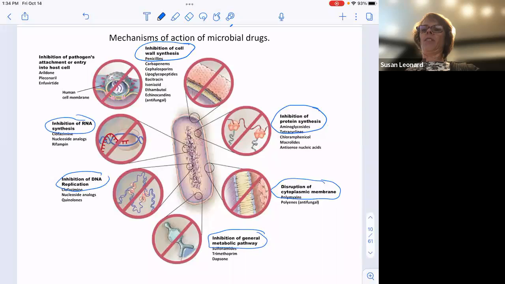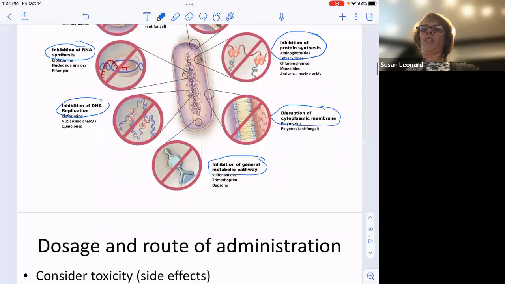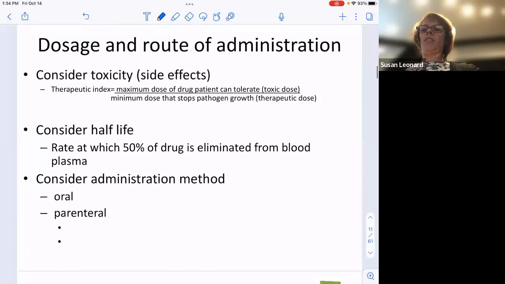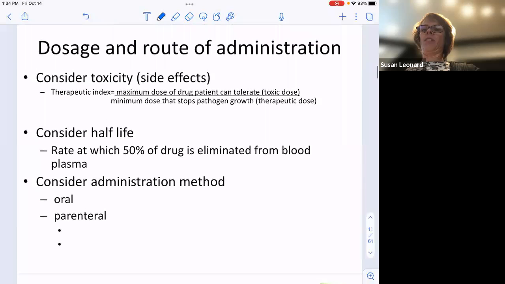Don't memorize these drugs, not yet. In this class we're not going to talk about those; some are antivirals, so we're not going to get to that. For now, just think about the mechanisms of why they're selectively toxic or not very selectively toxic. Okay, a few more things to think about, especially when we're thinking about which antibiotics to prescribe.